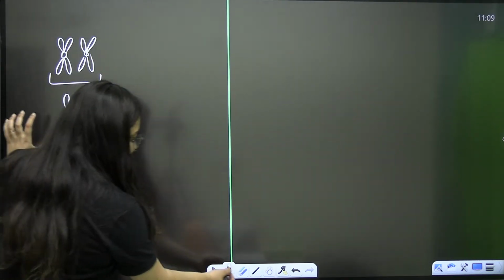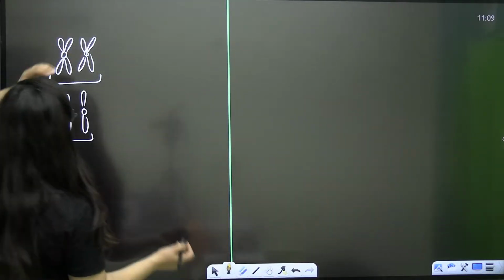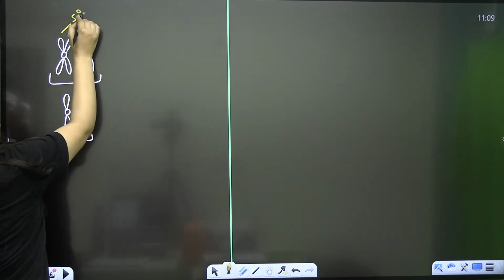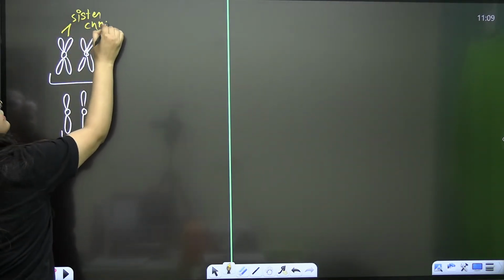Actually, what is the point here? Let me explain it. See, when you are drawing the chromosome like this, you are showing two chromatids, two sister chromatids here, isn't it?